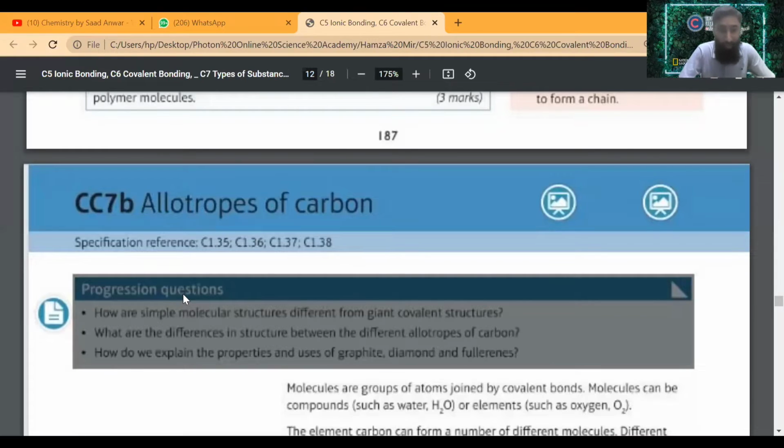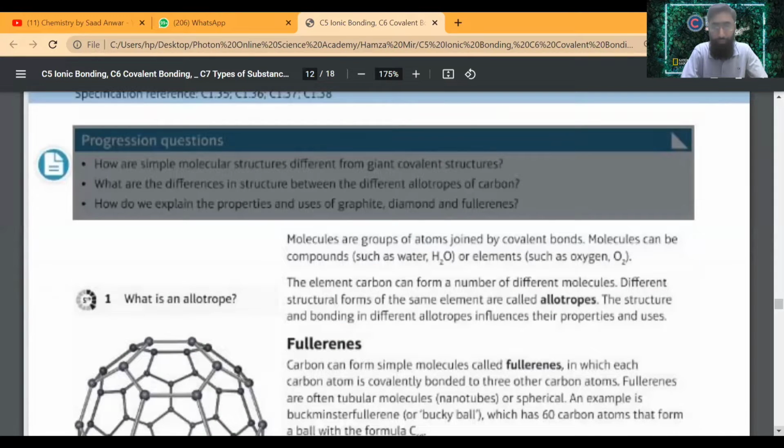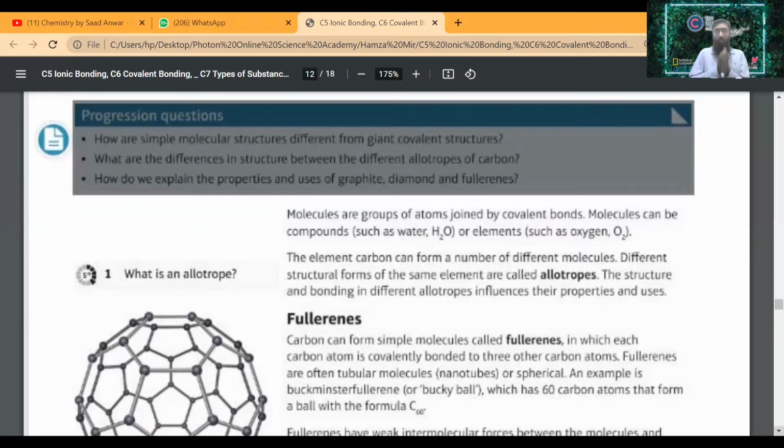So today we are going to discuss a very interesting topic, and that topic is allotropes of carbon. Here we will discuss what allotropes means and how many allotropes of carbon there are. The concept of allotrope is like that: if one element has different structural forms, we call those structural forms allotropes.